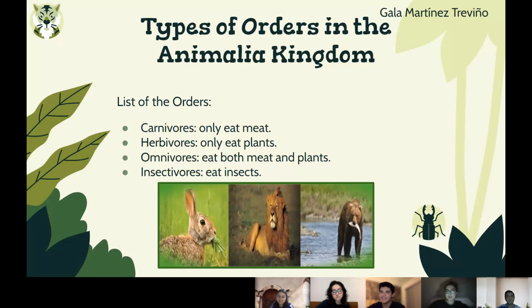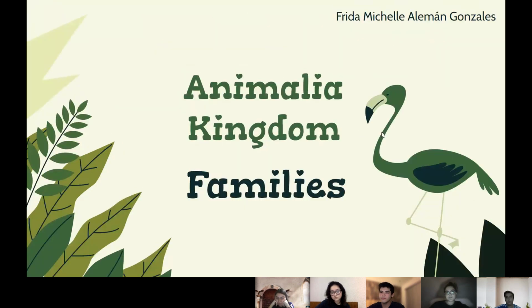The types of orders in the Animalia kingdom are carnivores, those who only eat meat; herbivores, those who only eat plants; omnivores, those who eat both meat and plants; and insectivores, those who eat insects.